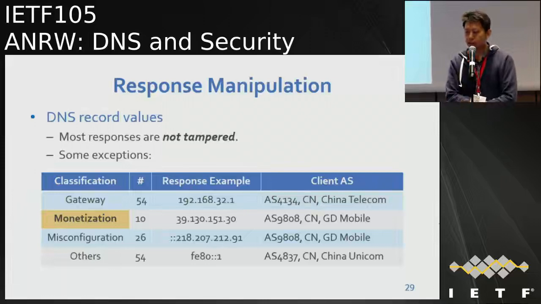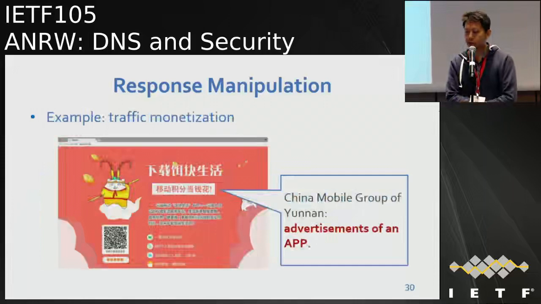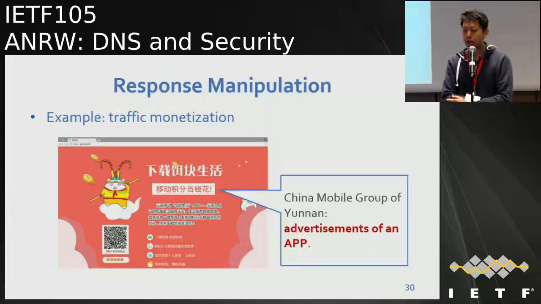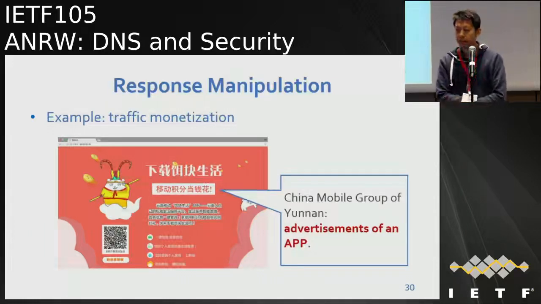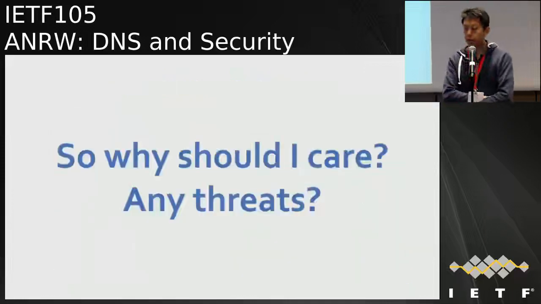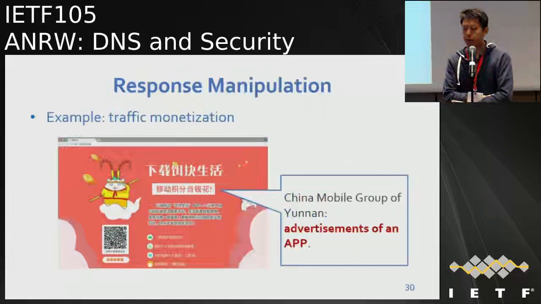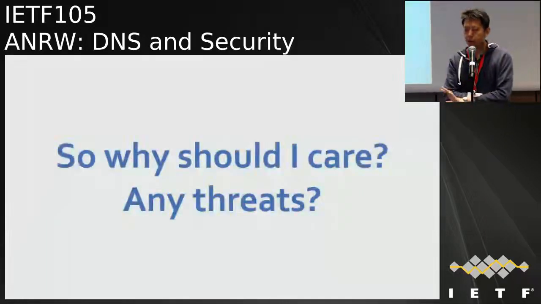There's one interesting case we want to briefly go through here, which is traffic monetization. If you are in China and you belong to the China Mobile Yunnan autonomous system, and you use Google's public DNS and send a request for Yahoo's IP address, your response will be changed to an app advertisement's IP. This app advertisement also belongs to the same AS. So they somehow monetize their traffic from your DNS requests.